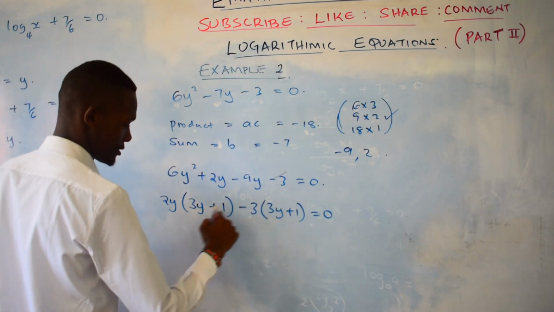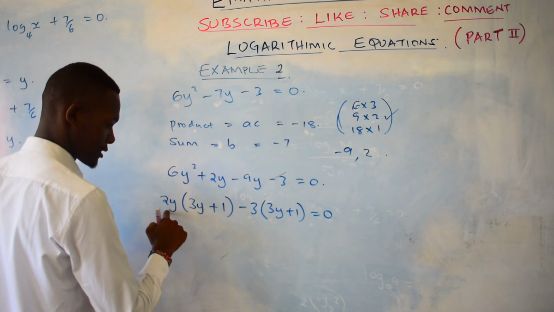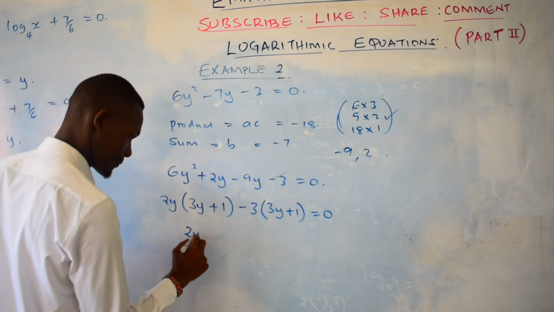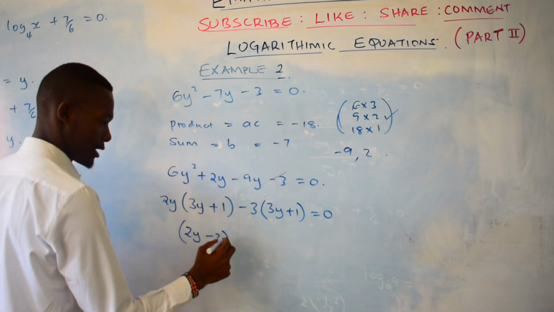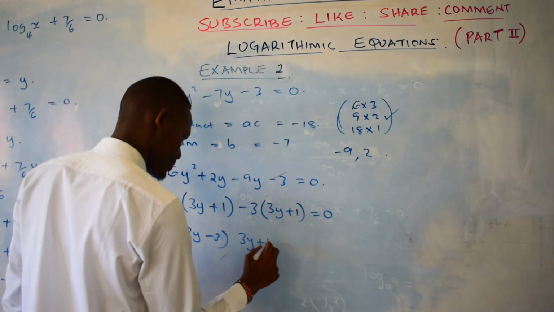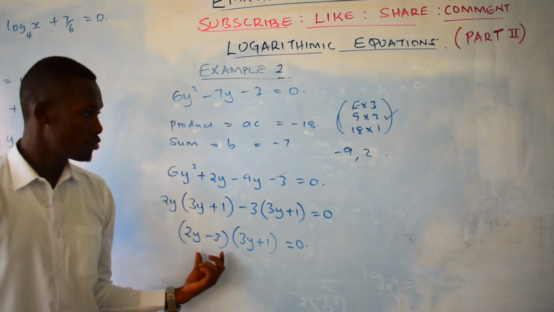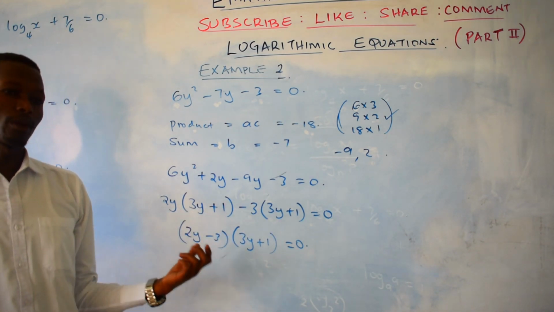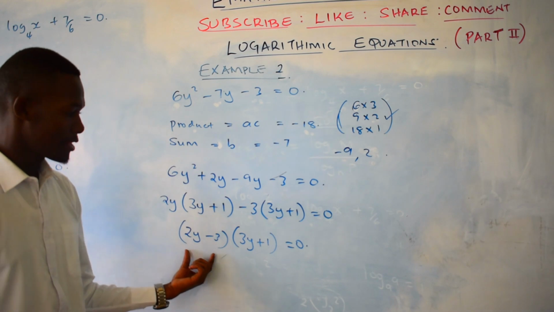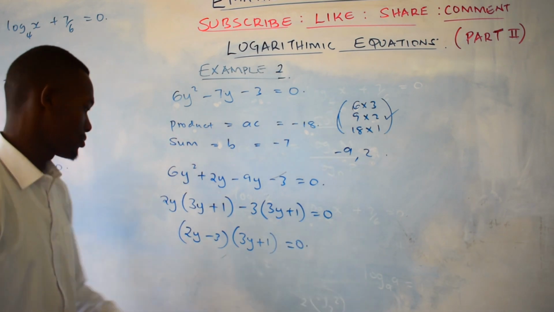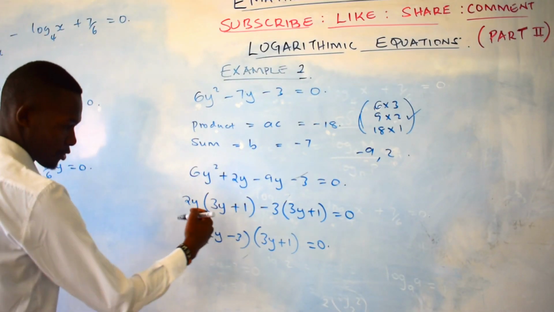Then take like terms, both sides. So we take this and this, the outside numbers, minus 3. Then you have 3y plus 1 equals 0. And we say, if you have two factors which are multiplied together to give you a 0, either of them was a 0. So it is either this one equals 0 or this one equals 0. So therefore, let's solve each at a go.